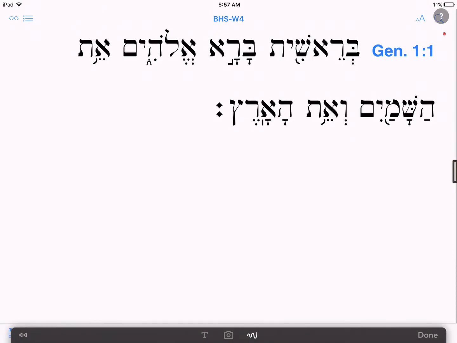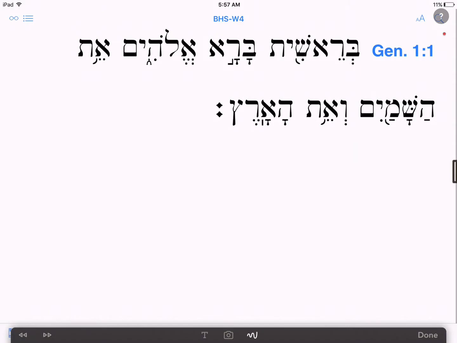There we go. And then we get a vav with another shva. See, the same word here that we just did. So we get ve. This is a vocal shva at the beginning of a word. So I just scanned for more shvas. I don't have any more, so that's good. I've labeled all of those. Vocal shva at the beginning of the word, so we just say ve.